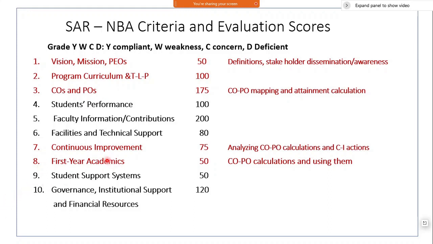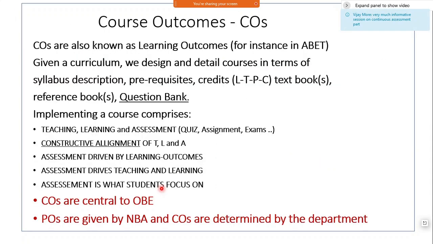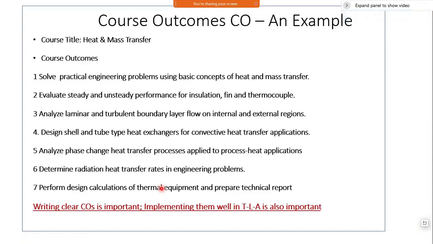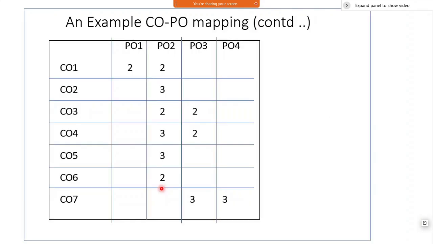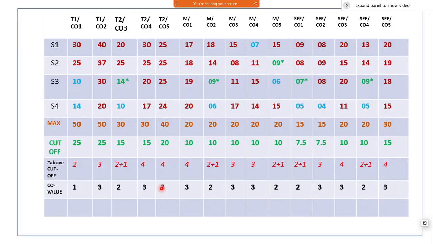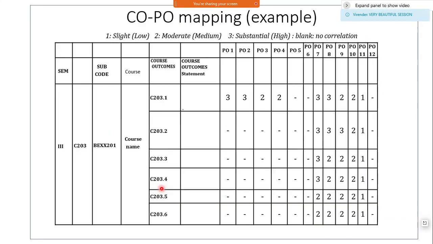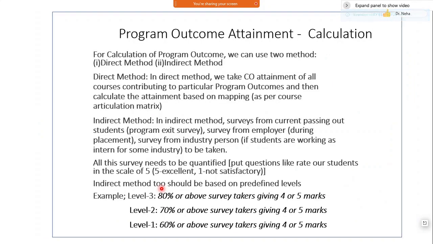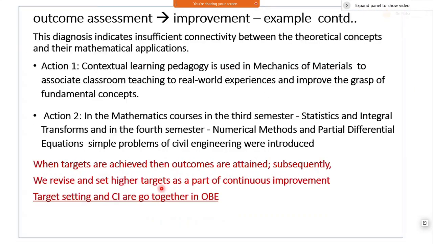Then the first year criteria will include everything in first year academics, and the rest of the things you can understand. So these are the typical COPO mapping. If you have any questions, you can ask, and these are some sheets. You can just go through these sheets.